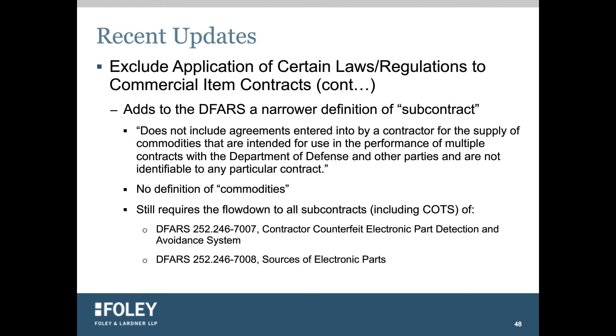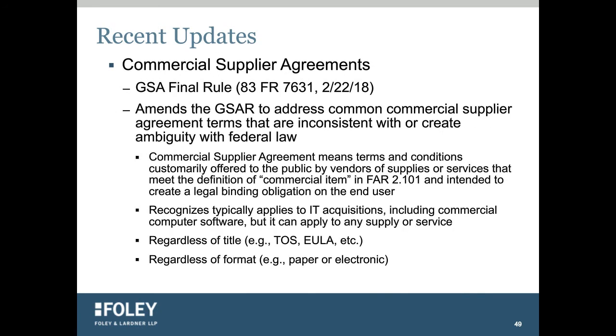The next topic is commercial supplier agreements. This is a GSA final rule, and for those of you who sell software to the government or have some other terms of service or EULAs that you submit to the government, a lot of times you'll get pushback from the government because there's provisions in there the government just can't accept. And so the GSA has come out with some guidance as to here are the provisions that the government really can't accept in those license agreements. And so there's an acknowledgement that they will accept your license agreement provided it doesn't conflict with these provisions.